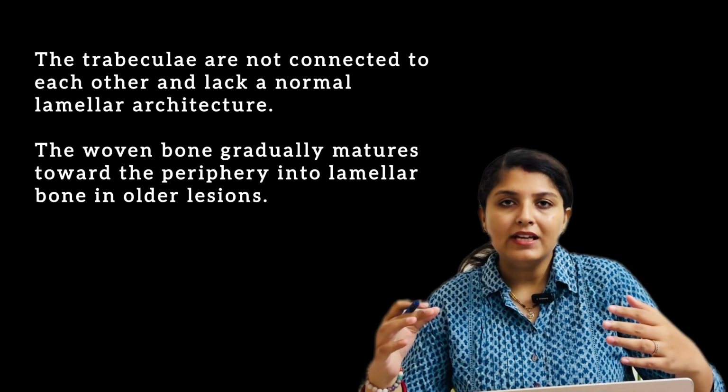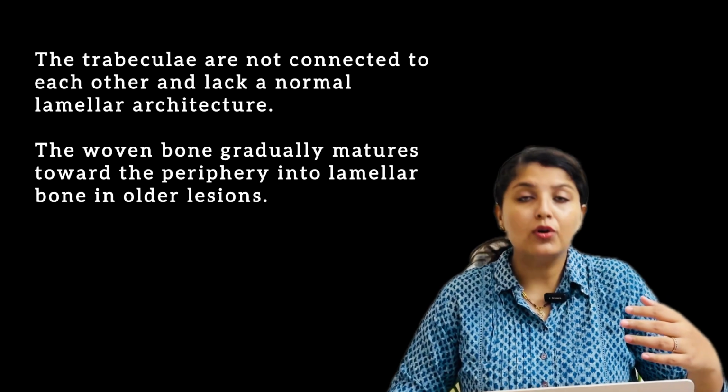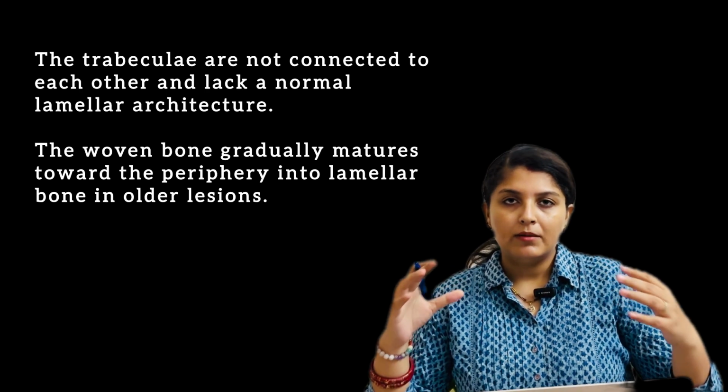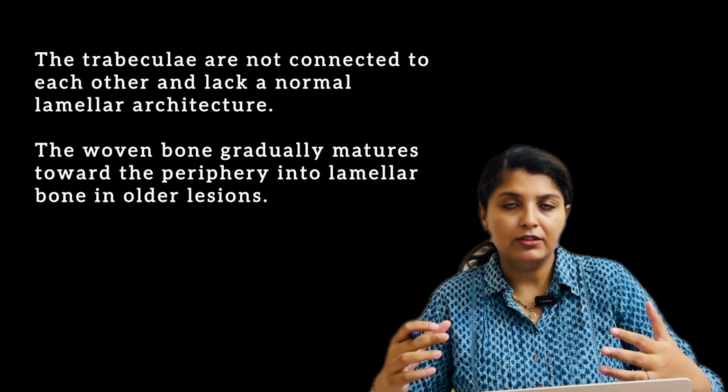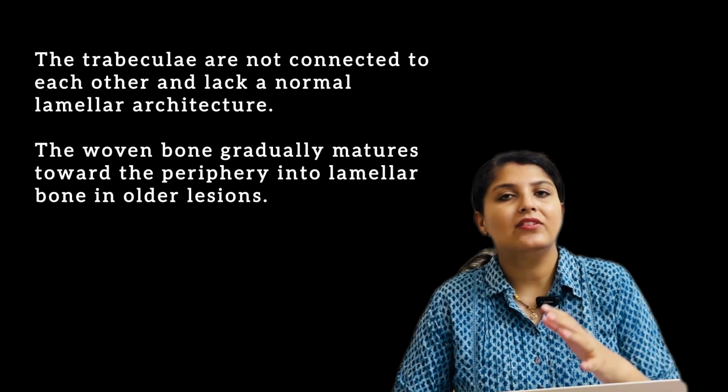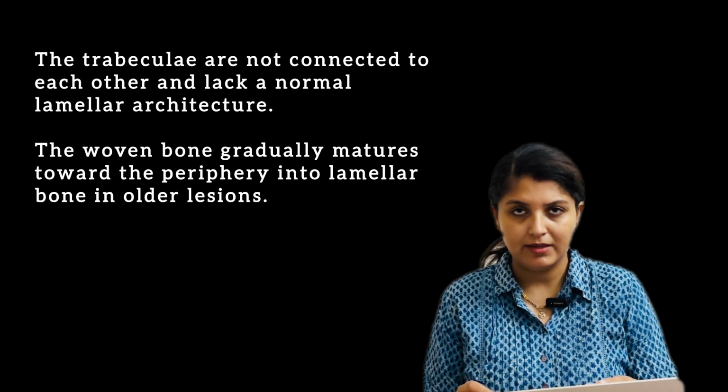Now the next point says the trabeculae have coarse woven bone. We talked about how the trabeculae appear, right? They are very much irregularly shaped, fine.